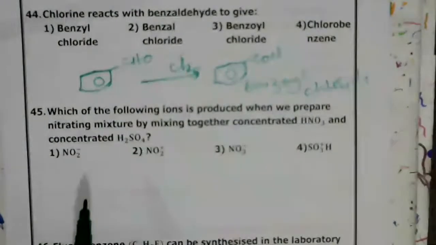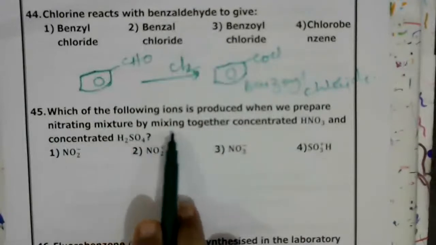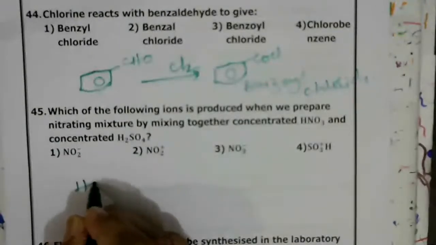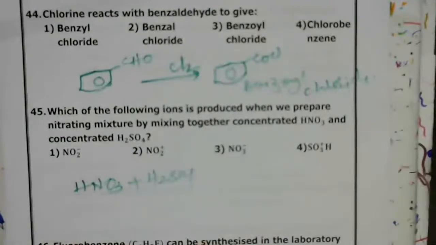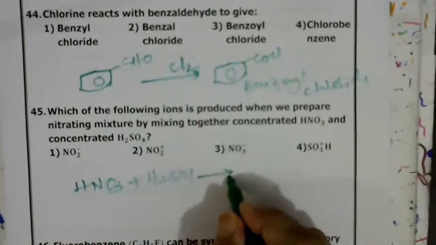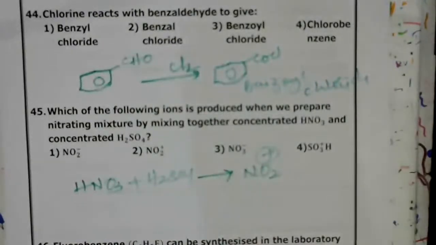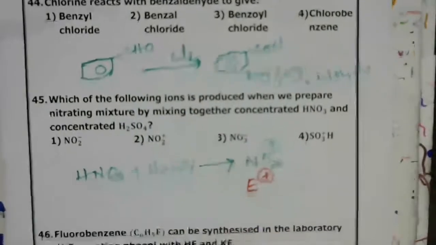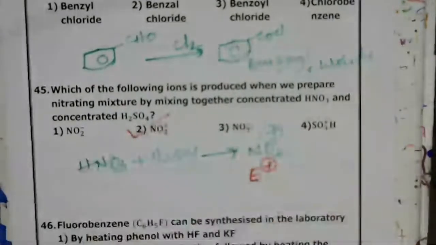Question number 45. Which of the following ions is produced when we prepare nitrating mixture by mixing together nitric acid and concentrated sulfuric acid? Nitric acid with the sulfuric acid will produce what, children? Nitrating mixture gives nitronium ion. Nitronium ion is what, tell me? It is an electrophile. Nitronium ion is what, children? Electrophile. That's why we can say that nitronium ions are going to be generated. Question number 45, second option.